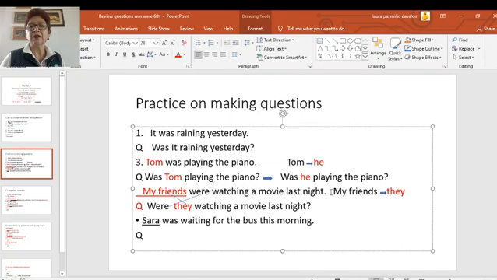Instead of my friends, which pronoun would you use? They. Perfect. So, how would you make a question? You remember the rule. Were they, instead of were my friends. Quiero hacerlo más cortito. Were they watching a movie last night? Simple. O, si quiero pongo, were my friends watching a movie last night? But we can change this noun into a pronoun. Were they watching a movie last night?